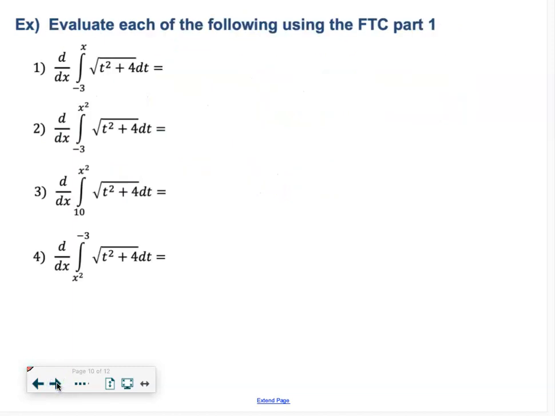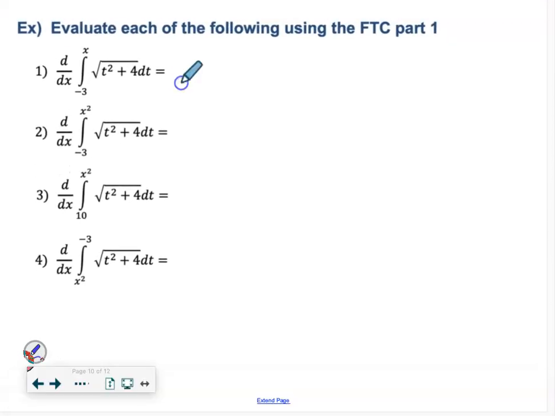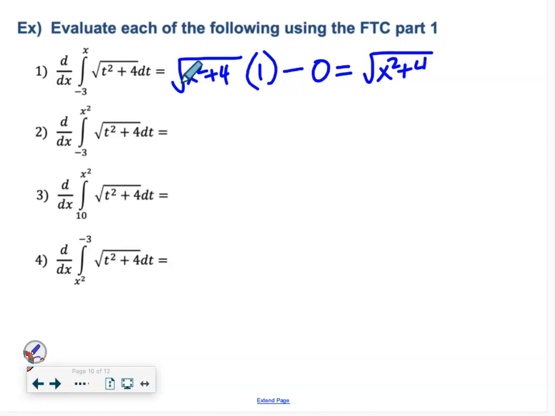Okay, on your whiteboards, all 4, begin. All right, so for the first one, plug in the x times the derivative of x, which is 1, minus all constants. When you're doing FTC Part 1, all constants are going to go to what? 0, right? So what does this thing equal? It's just the square root of x squared plus 4. Which, if you did that first FTC that I taught you, the simple formula, this is just replacing the t with a 4. Because when it's constant to x, all you're doing is changing your variable.